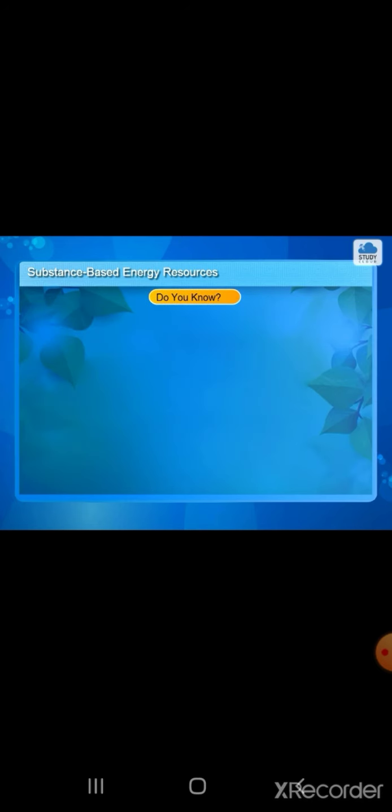Do you know? In India, atomic power stations are found at Tarapur, Maharashtra, Rawatbhatta, Rajasthan, Kalpakkam and Kudankulam, Tamil Nadu, Kaiga, Karnataka, Kakrapar, Gujarat and Narora, Uttar Pradesh.